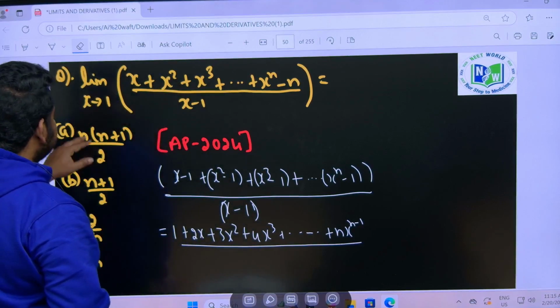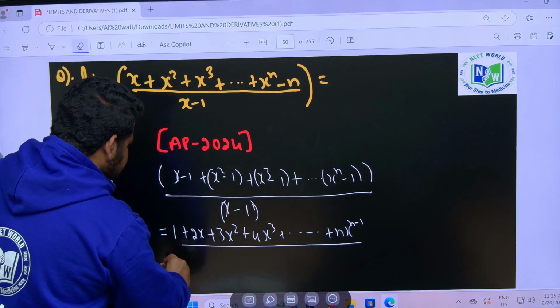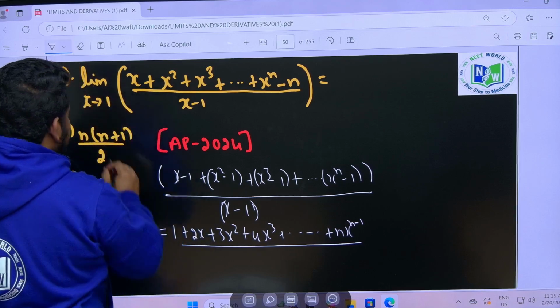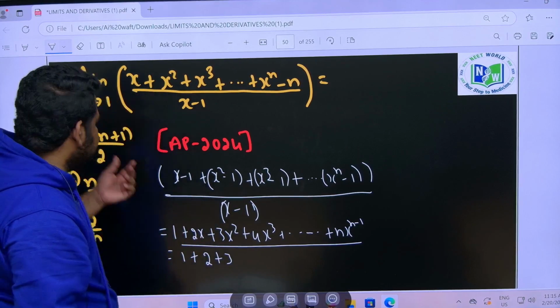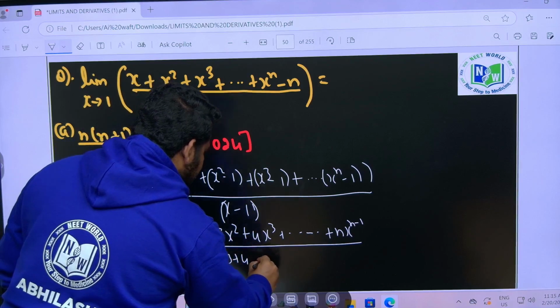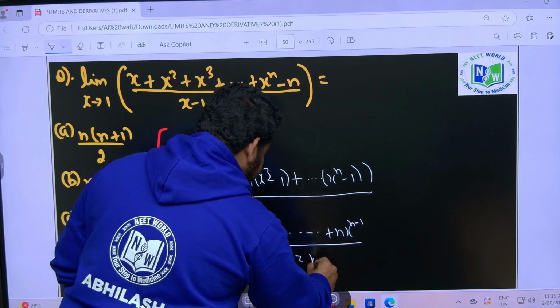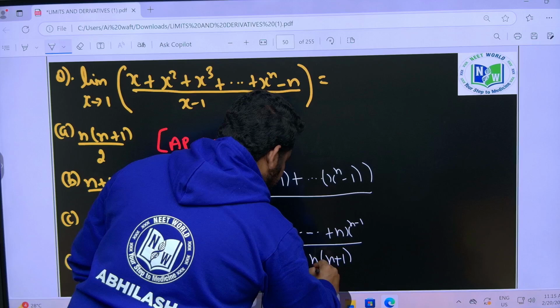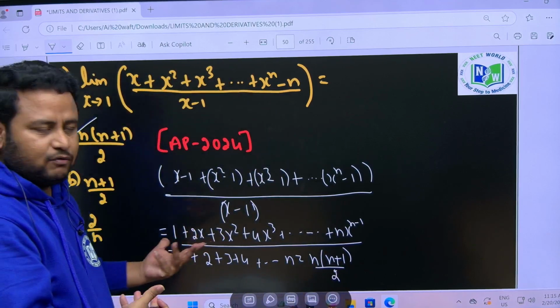Now, what are they telling? Limit x tending to 1. So wherever x is there, if I put 1, what will I get? I'll get 1 plus 2 plus 3, because x will become 1. Limit x tending to 1, so x will become 1. 1 plus 2 plus 3, 4, up to n. So that is equal to what? The sum of n numbers can be written as n into (n plus 1) by 2. So the answer to this question is option A, n into (n plus 1) by 2.